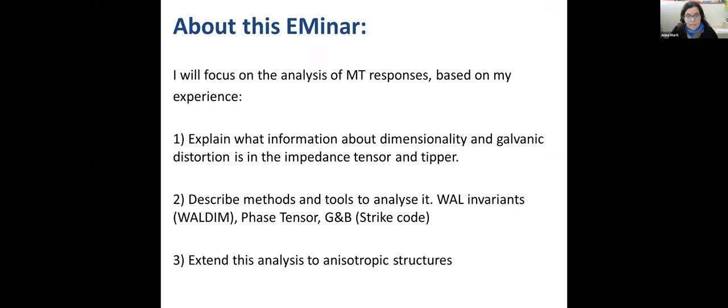So in this EMinar, I will focus on the analysis of the MT responses based on my experience. I want to explain the information about dimensionality and galvanic distortion that we can get from the impedance tensor and the tipper, and describe the methods and tools to analyze it. I'll focus basically on the WAL invariants, the phase tensor, and the Groom-Bailey decomposition. And finally, probably very briefly for lack of time, I will extend this analysis to anisotropic structures.